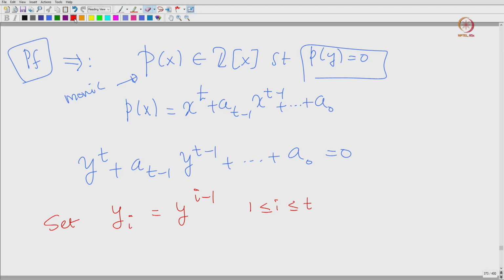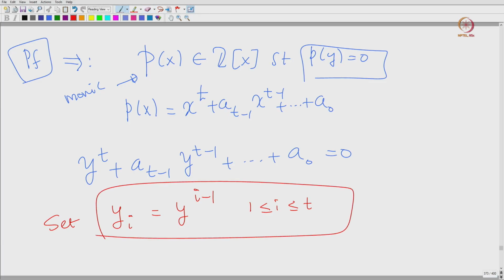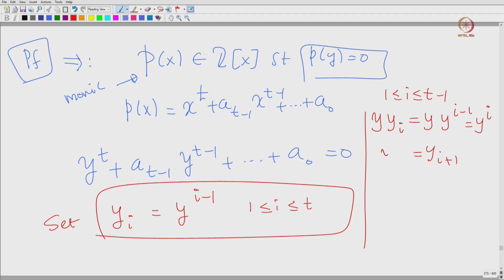So, we just simply set this y_i. Then it is immediate that when you multiply y with y_i for i between 1 and t minus 1, all it is going to do is increase the power. So, y y_i is going to be y times y^{i-1}, which gives you exactly y^i, which is exactly equal to y_{i+1} by our setup. This is true for all i between 1 to t minus 1.